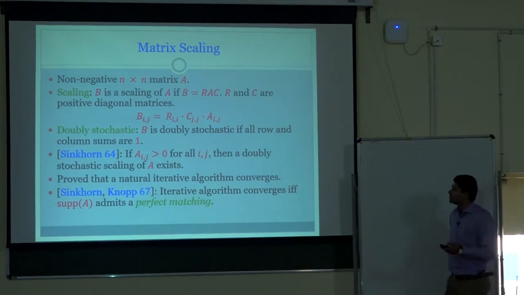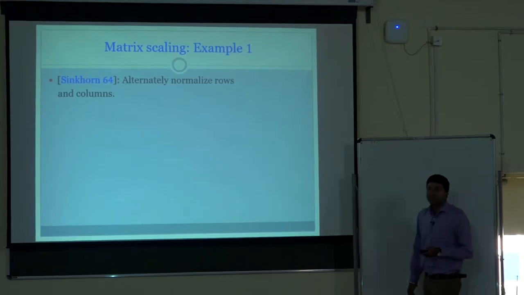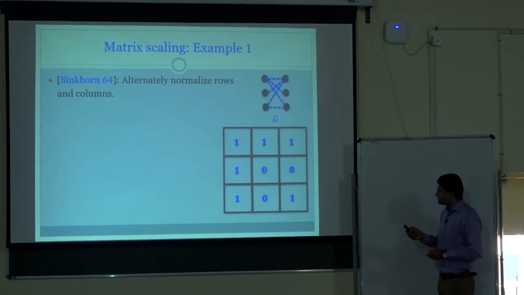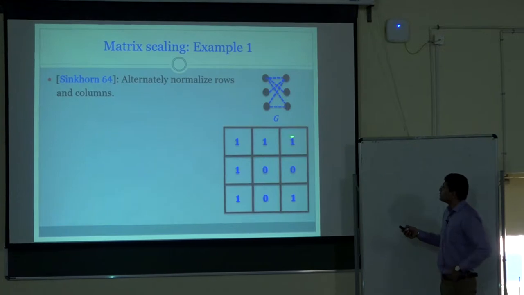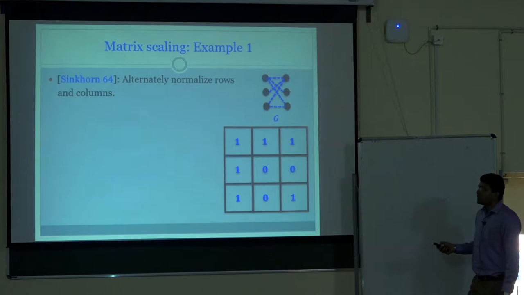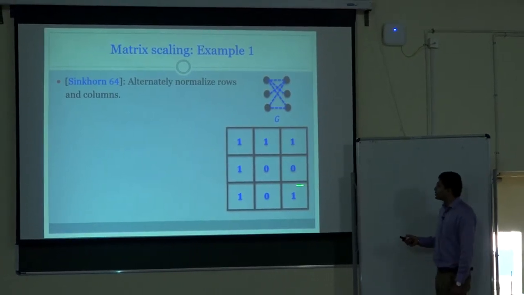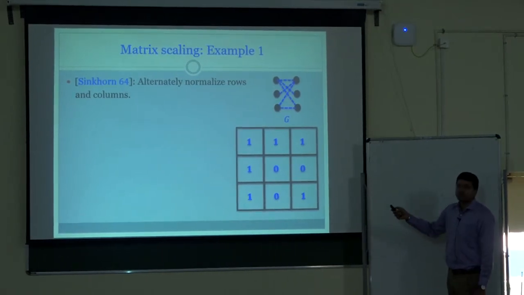So we have this problem of scaling, and Sinkhorn's algorithm was just to alternately normalize the rows and columns. What do I mean? We start with this matrix A, which is just the adjacency matrix of this bipartite graph G, and we want to scale this matrix to make all the row and column sums 1. Initially the row sums are not 1, and there's an easy way of making the row sums 1: just multiply by the inverse of the row sums.